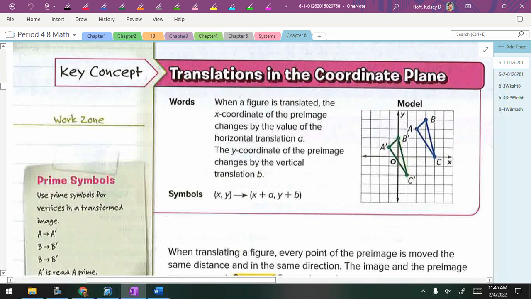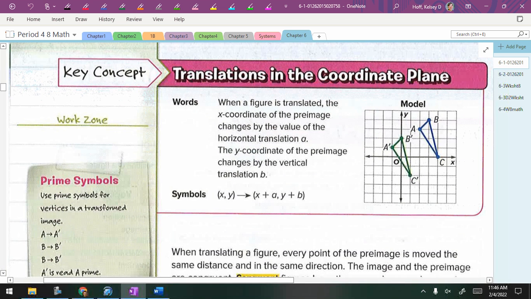These key concepts always give us kind of the overarching goal, usually in words that we don't quite understand, but we're going to read through this. When a figure is translated, the x-coordinate of the pre-image, remember that's where you start, changes by the value of the horizontal translation. The y-coordinate of the pre-image, your original one, changes by the vertical translation. So this kind of seems like I'm not really sure what they're going for here. When we talk about the x-coordinate, what 2 directions are impacted by the x-coordinate? Left and right. Very good.